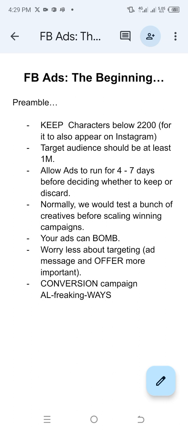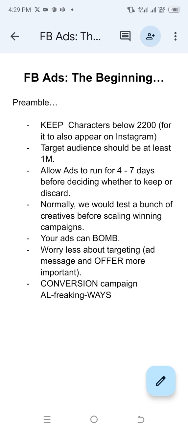And normally we would test a bunch of creatives before scaling winning campaigns. So normally you would have to create like 2, 3, 4, 5 different kind of ads to test. And then from the test you decide: this one is working, you scale; this one is not working, you kill. That's what you're supposed to do. But from this part of the world, we are operating on a tight budget. Many people who start business in this part of the world are operating on a tight budget. So we are maybe going to skip this.